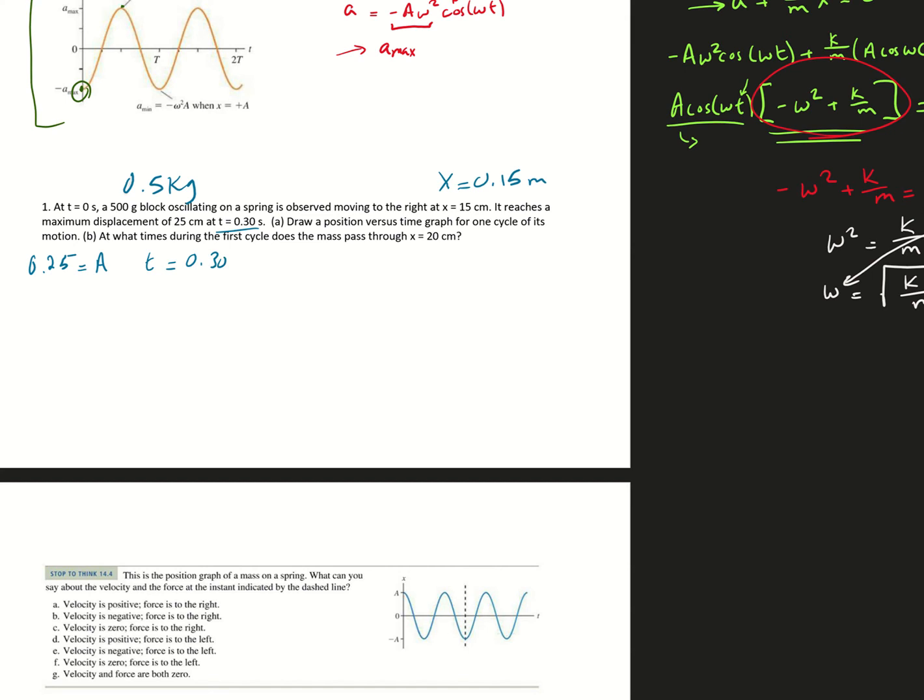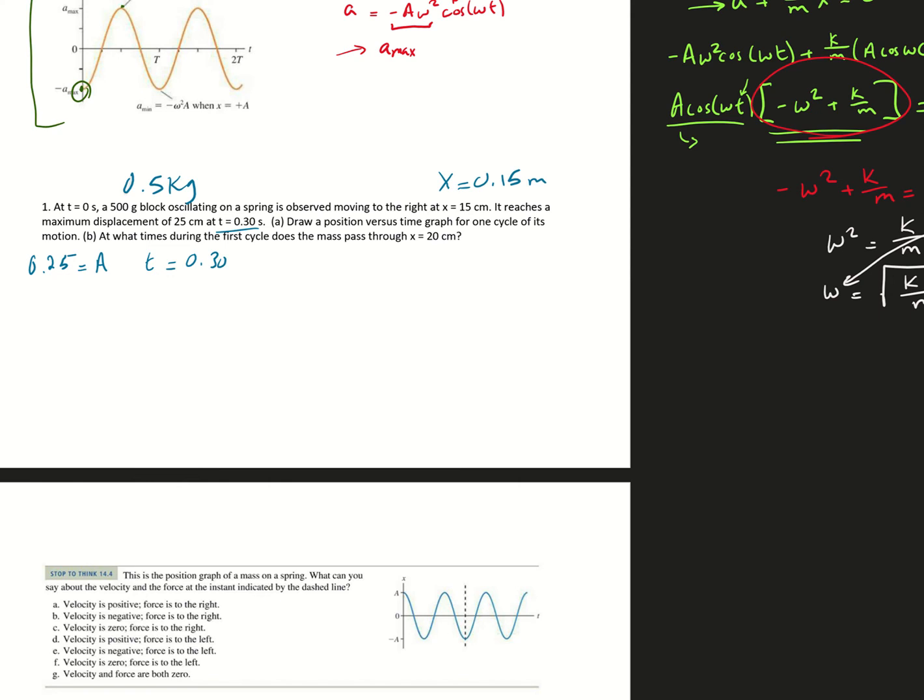The first part wants us to draw a position versus time graph for one cycle of its motion. So show at least one full cycle of this object as it's oscillating back and forth. And then part B, at what times during the first cycle does the mass pass through x equals 20 centimeters?